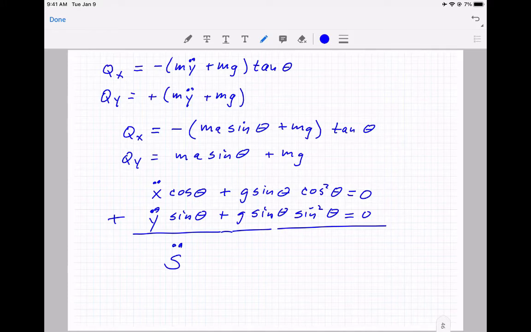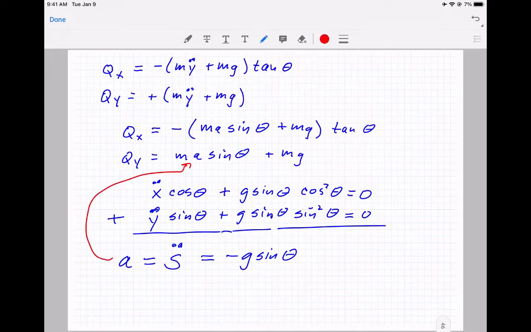Okay, so that's the path length along the wire, and that's going to be equal to minus g sine theta, and that's what I'm calling a, okay? And so then this a is what's actually going up into these equations here, okay? So the bottom line is that we've got the actual reaction force of the wire on the bead in the x direction, and we've got the reaction force of the wire on the bead in the y direction.